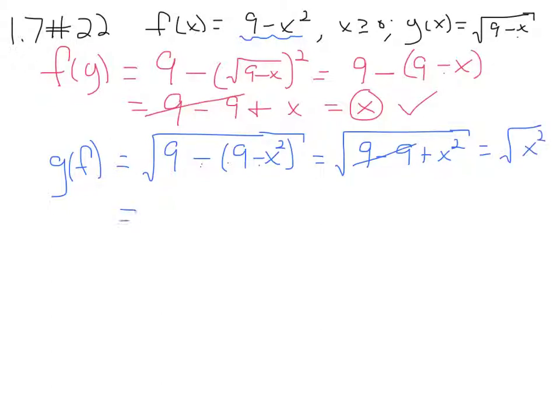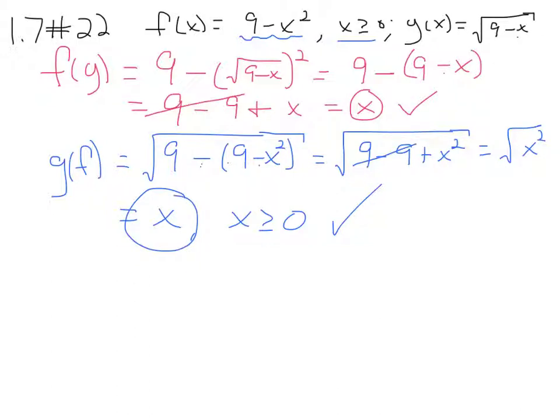Square root of x squared leads us to just x for our x being positive. Remember, the square root of x squared is the absolute value of x, but if x is positive, the absolute value of x and x are the same thing. There's no negative to get rid of. So we are verified there as well. Now we've verified the fact that they're inverses algebraically.